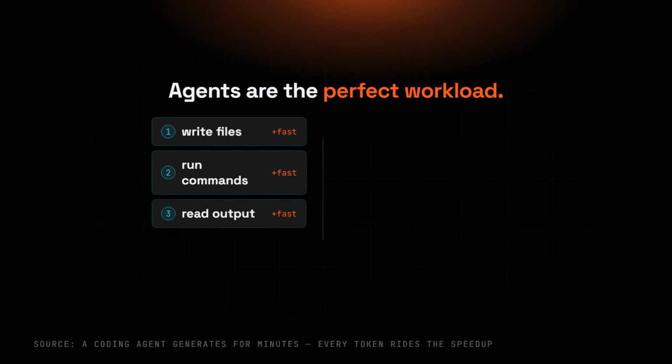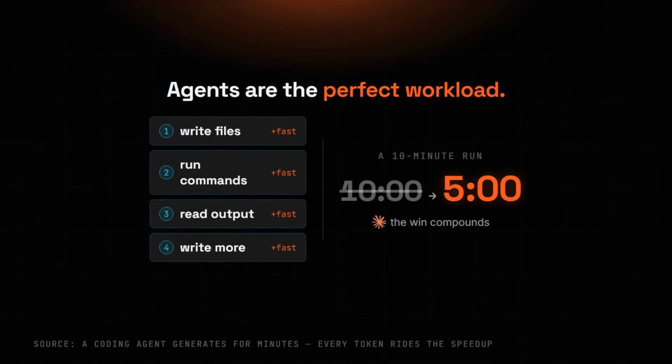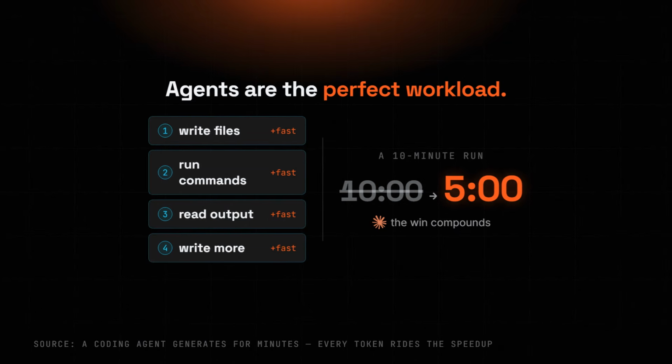A coding agent does not write one sentence. It writes files, runs commands, reads the output, and writes more, for minutes at a time. Every one of those tokens rides the speedup, so the win compounds across the whole task. A 10-minute agent run becomes 5.